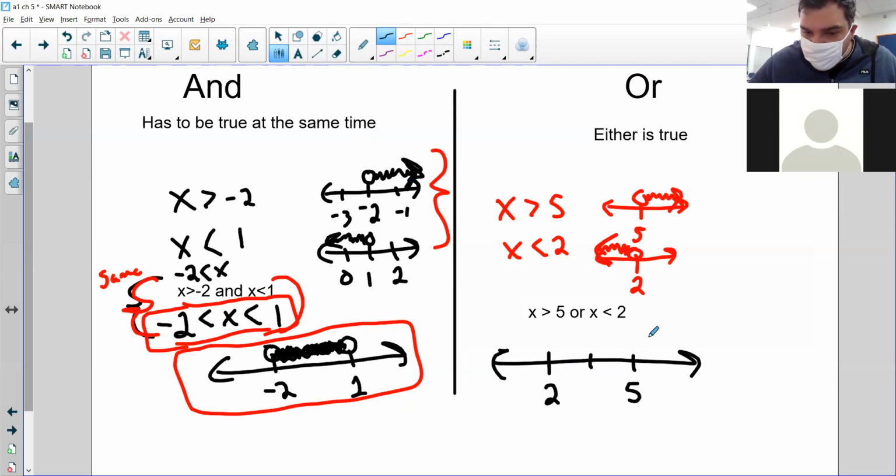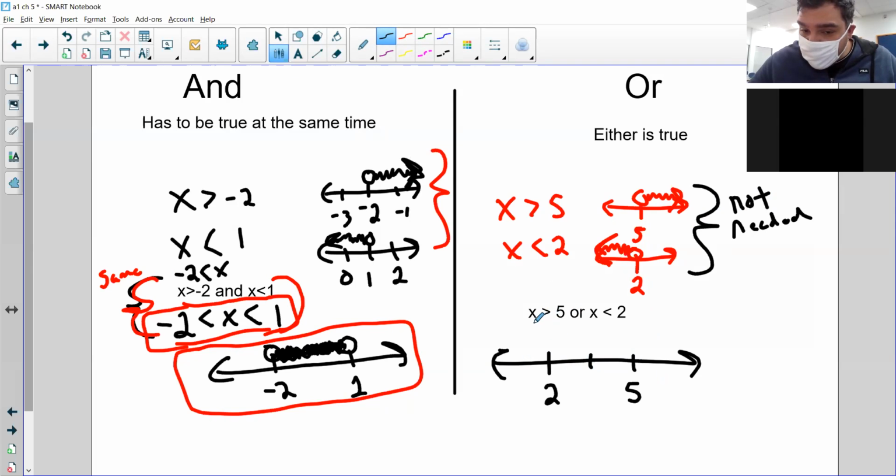Wait, do we do 2 separate number lines or just one big one? One big one. 2 separate ones is just to show you how they look separate. You don't have to do this part. This is not necessary. Wait, about the negative, don't you have to combine them together, you said? Let's see how it graphs and maybe that answers your question.